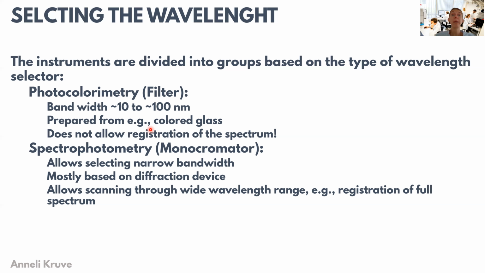However, for very many applications, the full spectrum is not needed. And in these cases, photocolorimetry is very convenient. It's also much faster than scanning through the whole spectrum, and much cheaper, because there isn't the need for a monochromator. We can use much simpler filter equipment.